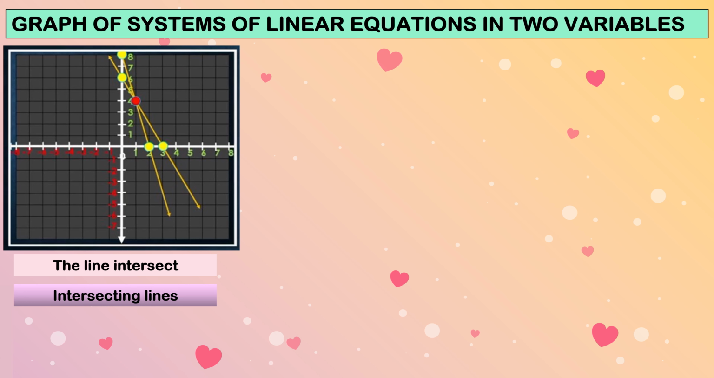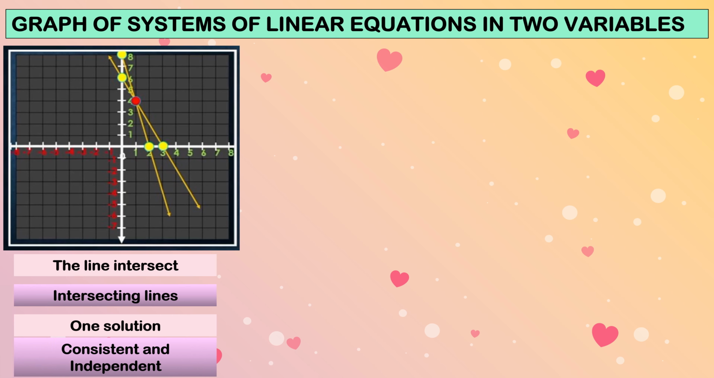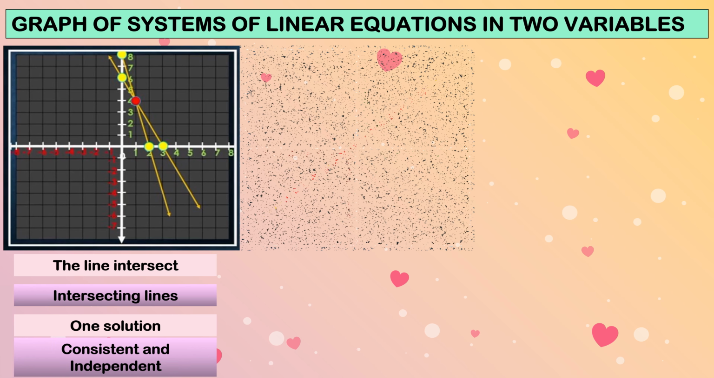Kung saan yung ating point of intersection, that would be our solution. So, dito po yung ating solution, which means the values of x and y in that particular point will satisfy both equations. Since they have exactly one point of intersection, meaning to say they only have one solution. And the system is consistent and independent.